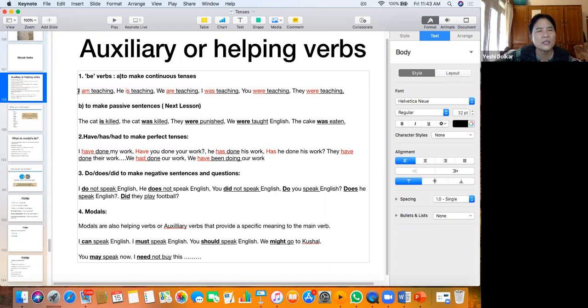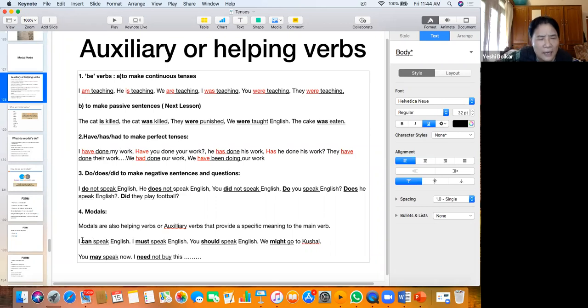I am teaching is the present continuous tense. I was teaching is the past continuous tense. I have done is the present perfect tense.